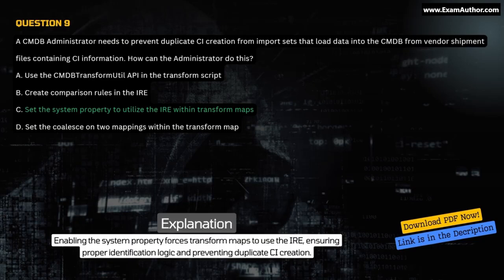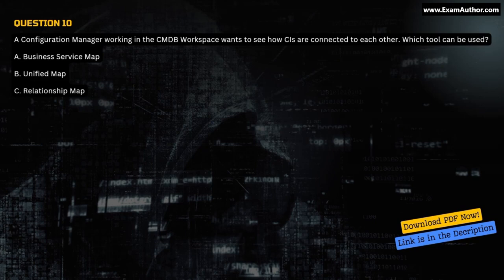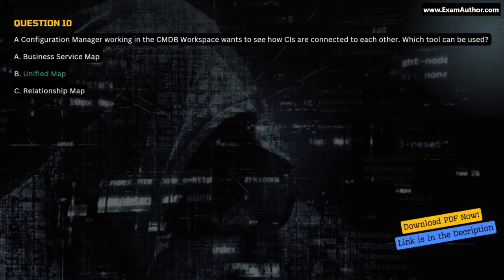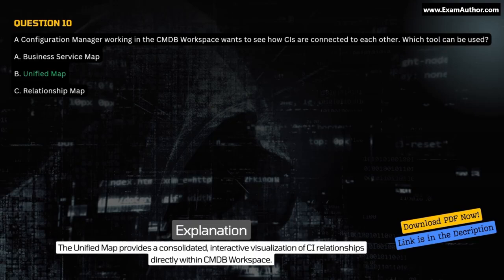Question 10. A configuration manager working in the CMDB workspace wants to see how CIs are connected to each other. Which tool can be used? A. Business Service Map. B. Unified Map. C. Relationship Map. Correct answer B. Unified Map. Explanation. The Unified Map provides a consolidated, interactive visualization of CI relationships directly within CMDB workspace.